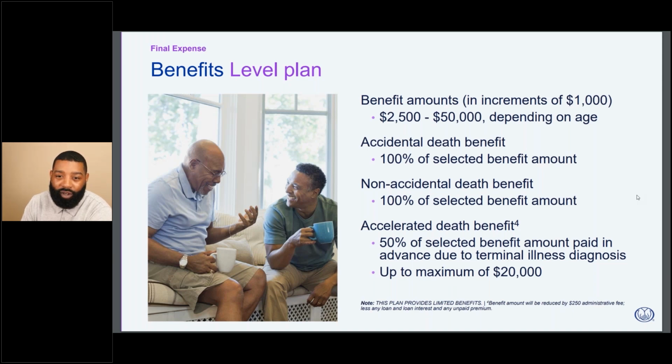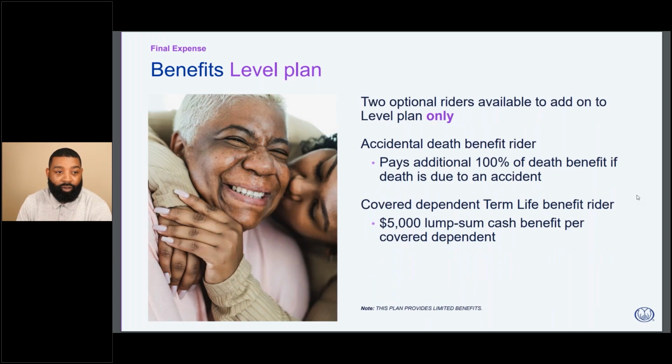Let's see. Benefit amounts in increments of 1,000, from 25 to 50. Accidental death benefit: 100% of the selected benefit amount. Non-accidental death benefit: 100% of the selected death benefit amount. Accelerated death benefit: 50% of the selected benefit amount, paid in advance due to terminal illness diagnosis, up to 20,000. So there's that. And I think that's where we stopped, because I remember thinking, what are they chuckling about? All right, here we go.